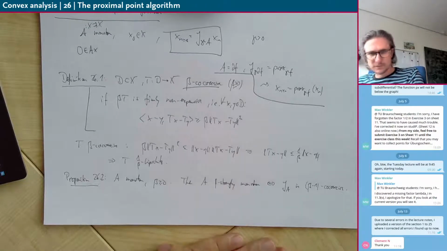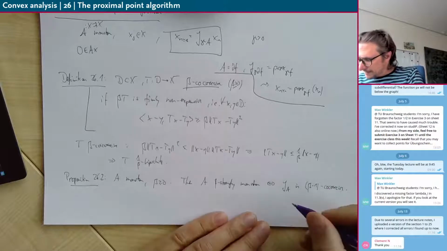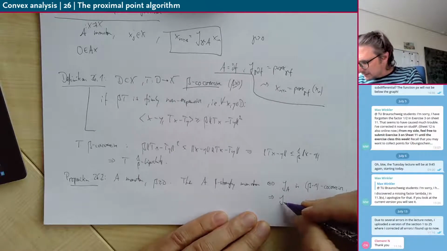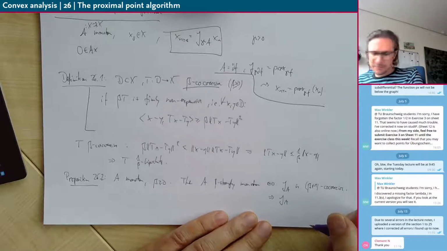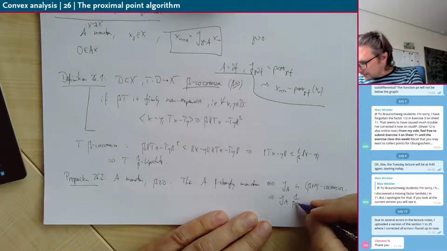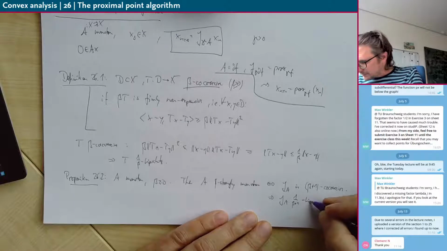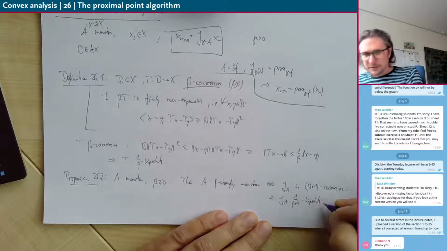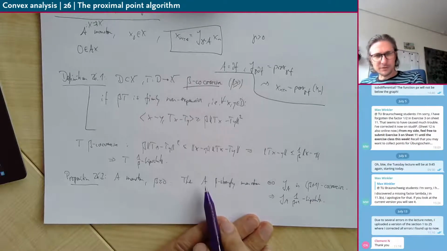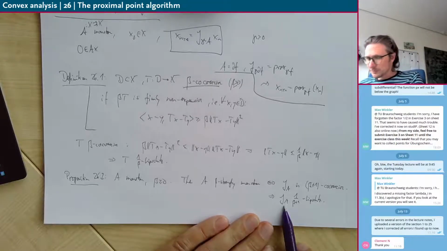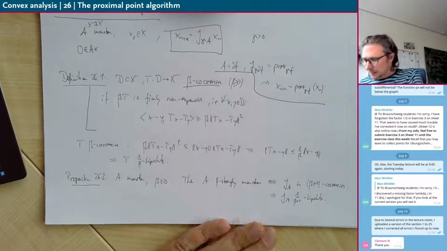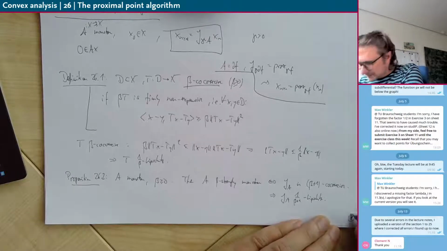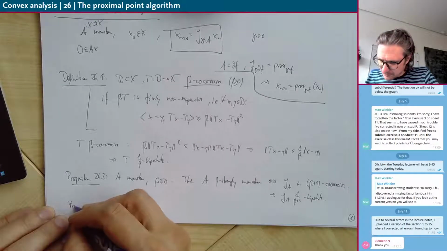Yeah, that's it. And especially J_A is, sorry, is 1 over beta plus 1 Lipschitz. So you see that if you have a strongly monotone operator, then the resolvent is even a contraction, which is nice. Okay, and also the proof is not difficult here.